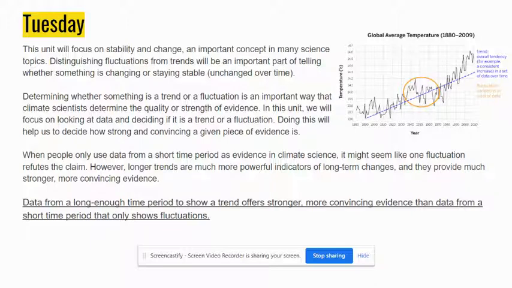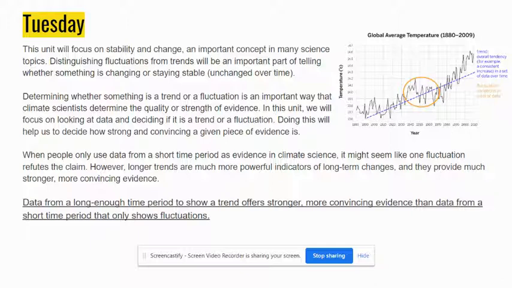strength of evidence. In this unit, we will focus on looking at data and deciding if it is a trend or a fluctuation. Doing this will help us decide how strong and convincing a given piece of evidence is.